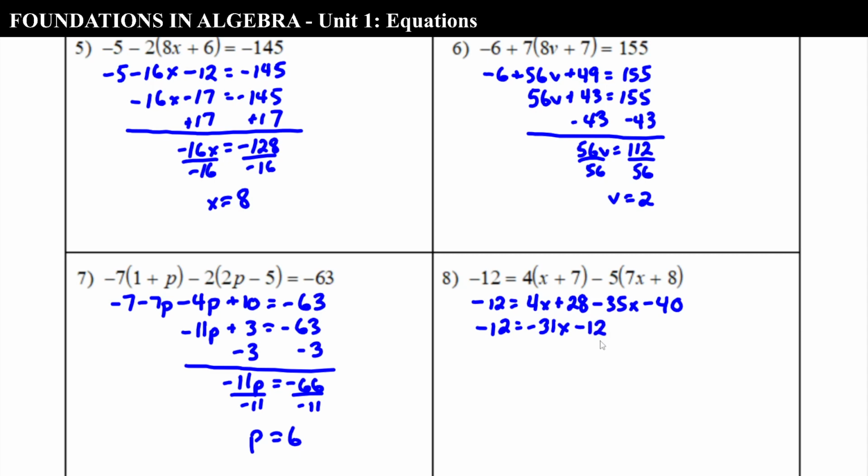Again, if you need to use your calculator to make sure you're getting the math right, use your calculator. It is not bad to double check your work using a calculator to make sure everything is good from step to step. All right, from here we're going to add 12 to each side. That leaves us with 0 equals negative 31x, and I think you can see where this is going. Divide each side by negative 31, you still got 0 over on this side. So 0 equals x.